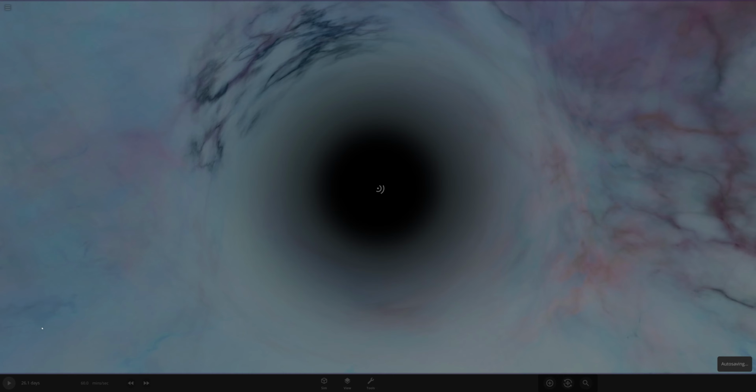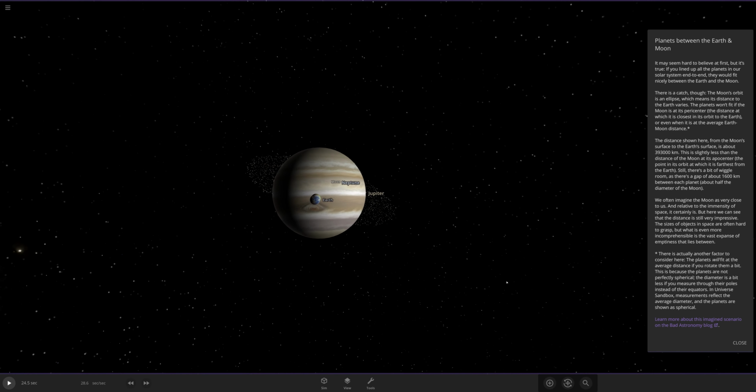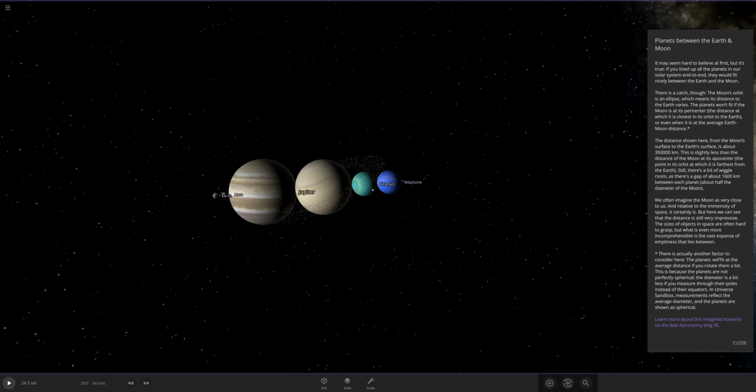Oh, by the way, this is an actual... Pause. So, this shows you that the distance between the Earth and the moon right here is literally enough space to put all the planets in our solar system. Jupiter, Saturn, Neptune, Uranus, all of them fit between the orbit of the Earth and the moon. So that's how far we have to travel.